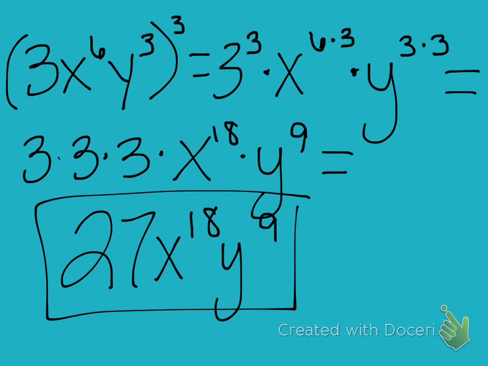Another example, if I'm given (3x to the 6th, y to the 3rd) all to the 3rd power, that would be 3 to the 3rd power times x to the 6 times 3 times y to the 3 times 3. So again, that just means 3 times 3 times 3, which is 27. X to the 18th, because we need to multiply 6 times 3. Y to the 9th, because we multiplied 3 times 3. So our final answer is 27, x to the 18th, y to the 9th.